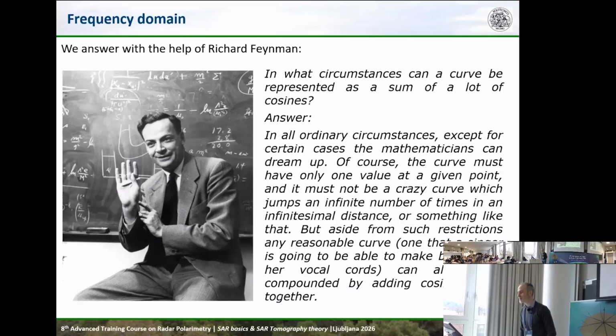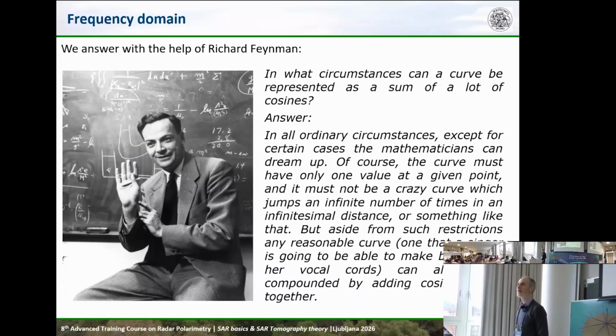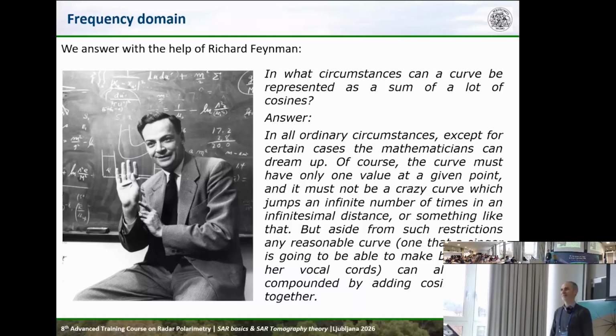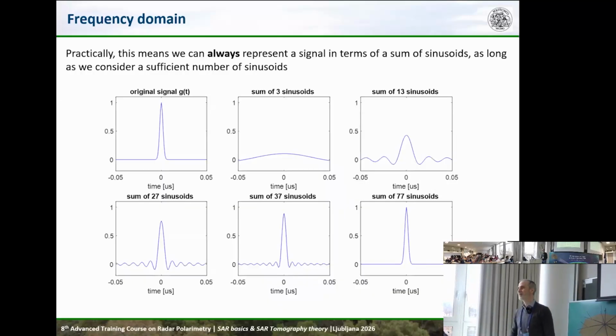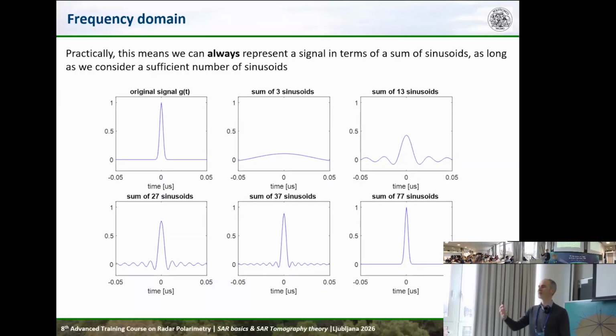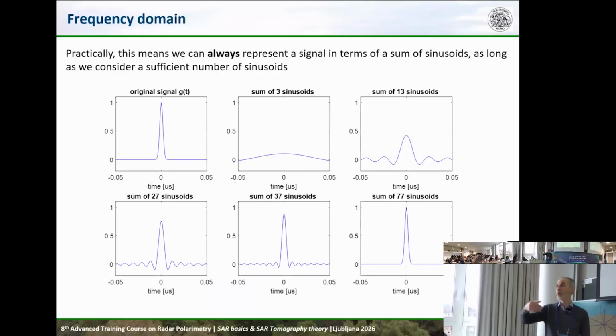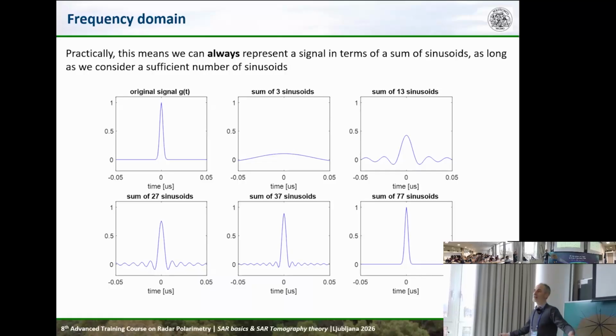But aside from such restriction, any reasonable curve, one that the singer is going to be able to make by shaking her vocal cords, can always be compounded by adding cosine waves together. If Feynman said that, we can trust it. So we can trust that whatever signal we are interested in can be represented as a sum of complex, in this case, sinusoids. This is just a classical example.